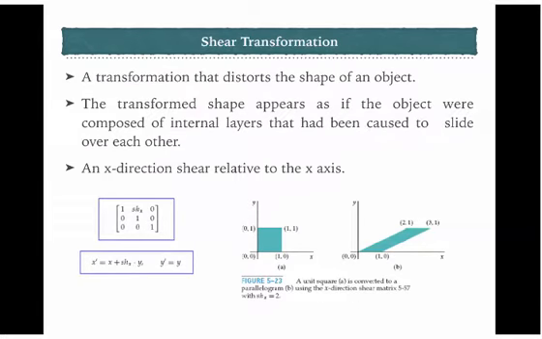Shear transformation. A transformation that distorts the shape of the object is called shear transformation. The transformed shape appears as if the object were composed of several layers that had been caused to slide over each other. An x direction shear relative to the x-axis. This is the matrix used for shear transformation. We can use the equations given below for shear transformation relative to the x-axis.